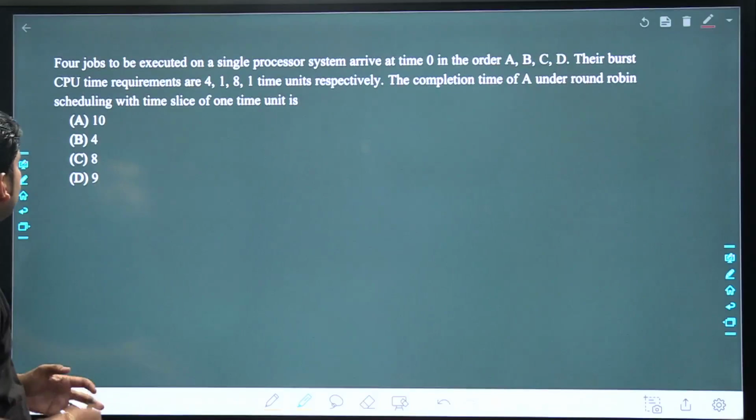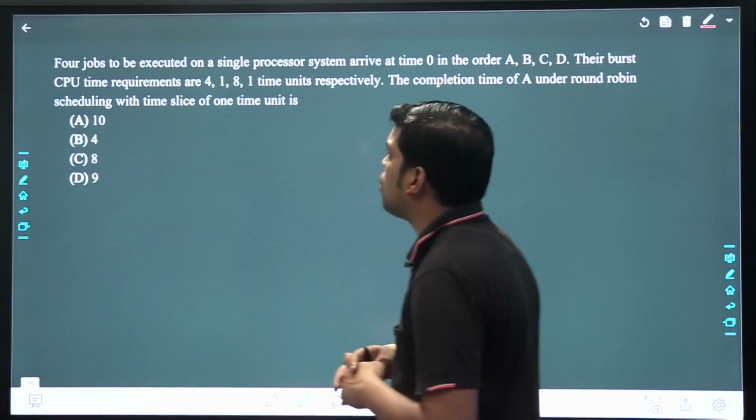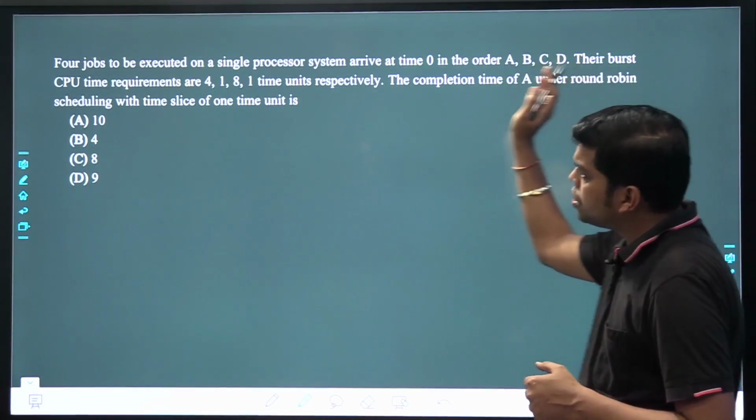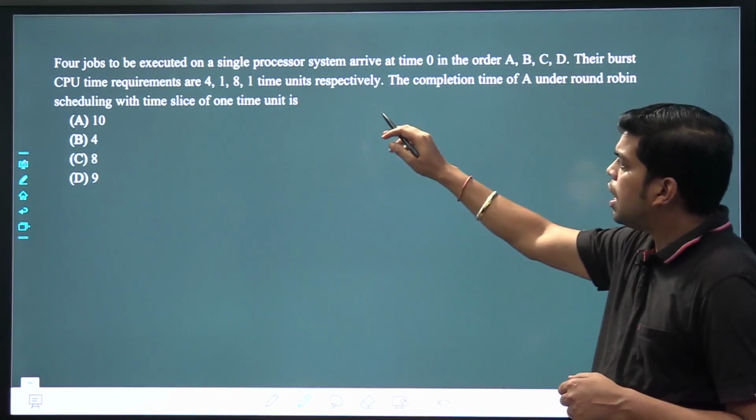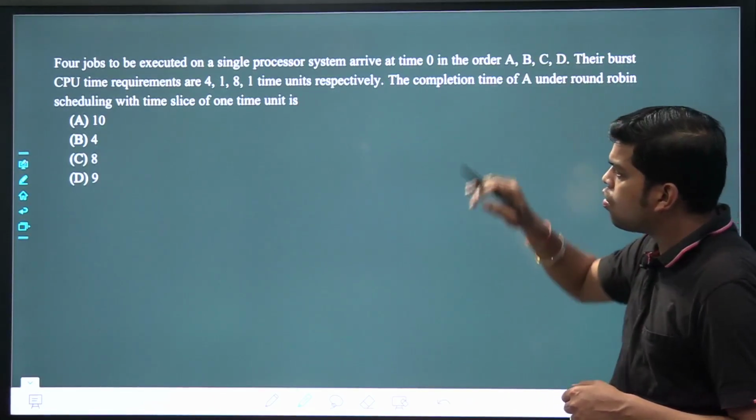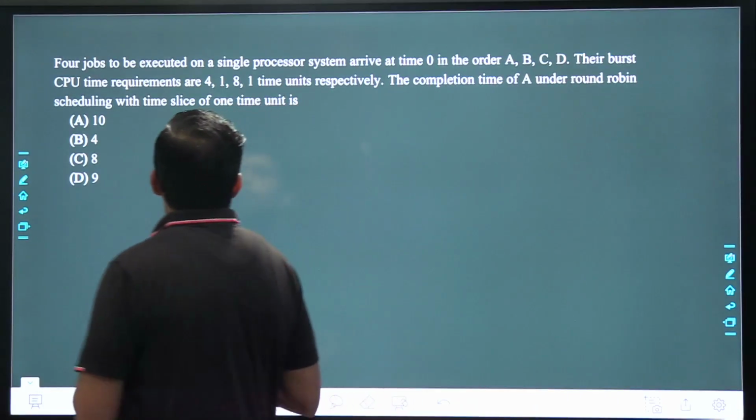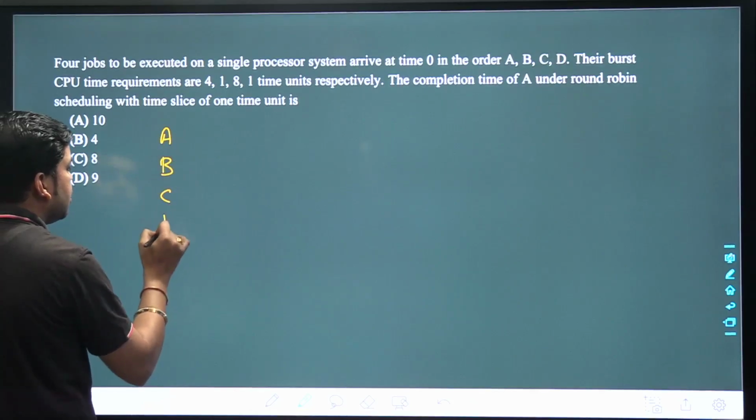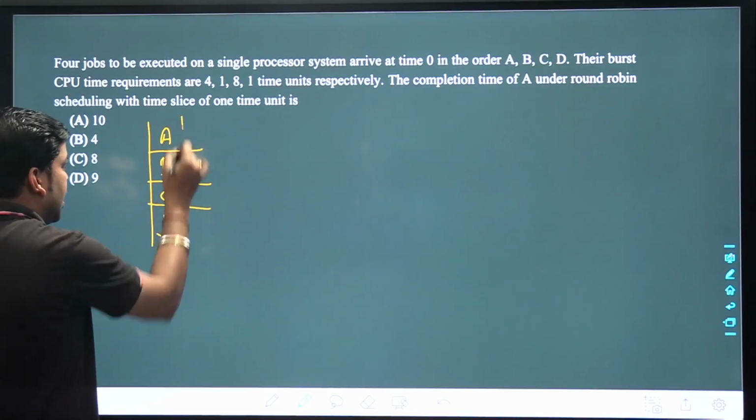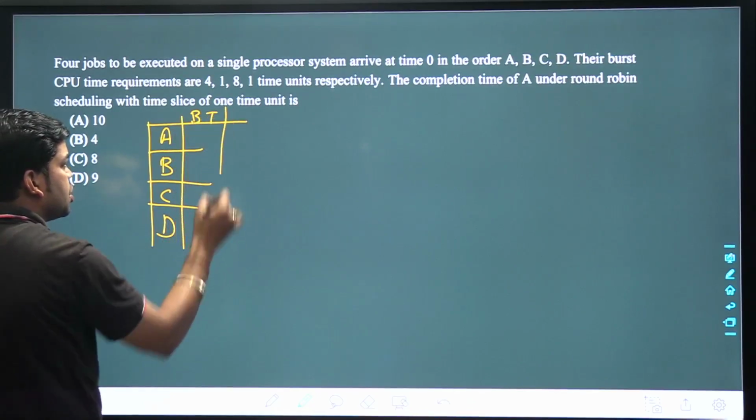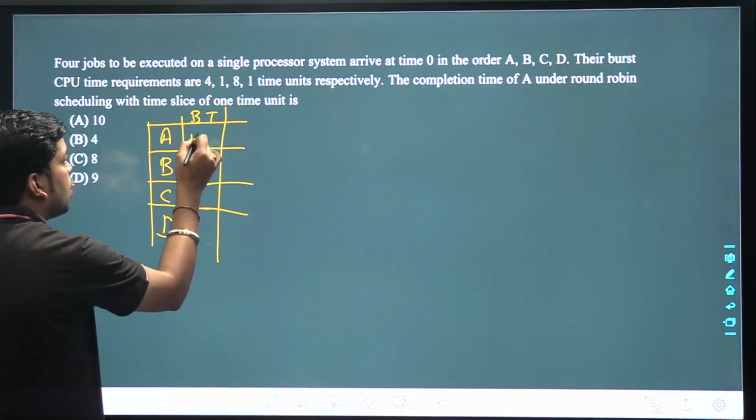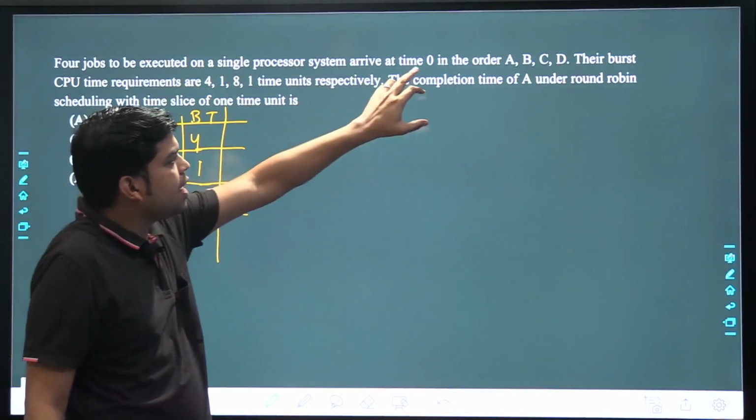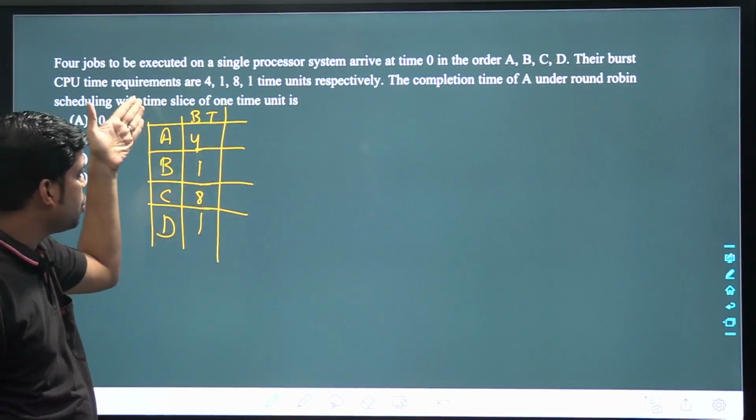Now the next question. Four jobs to be executed on a single processor system arrive at time 0 in order ABCD. Their burst CPU times are as given, and the question asks for the completion time of A under round robin scheduling with a time slice of 1 time unit. Got it? So there are 4 processes ABCD and the burst times of these processes are 4, 1, 8, 1, on a single processor. All processes arrive at time 0 in the order ABCD.